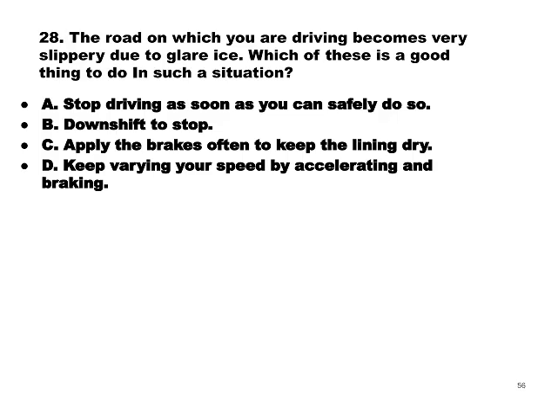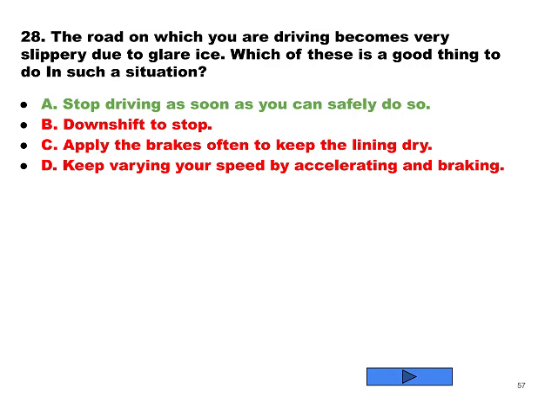The road on which you are driving becomes very slippery due to glare ice. Which of these is a good thing to do in such a situation? A, stop driving as soon as you can safely do so. B, downshift to a stop. C, apply the brakes often to keep the linings dry. Or D, keep varying your speed by accelerating and braking. The answer is A, stop driving as soon as you can safely do so.